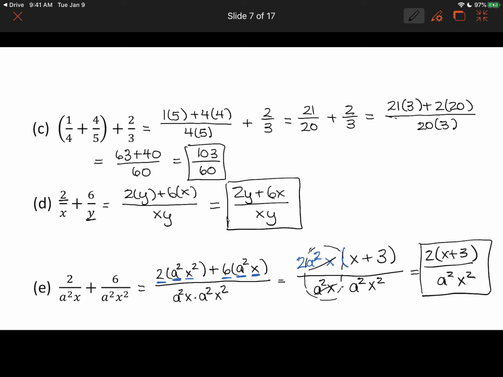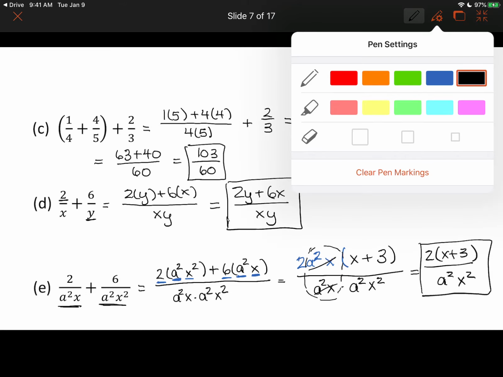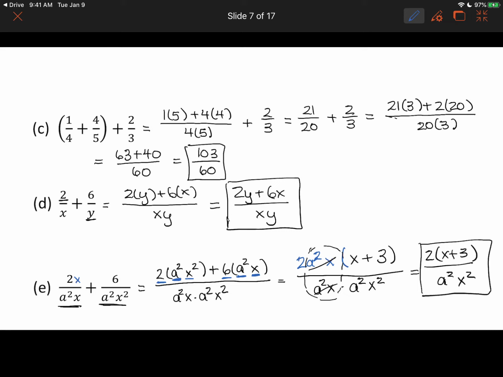Now almost every time that I have students try this one on their own, someone notices that you're pretty close to having a common denominator here. All you need to do is multiply this first fraction on top and bottom by an x. That becomes 2x over a squared x squared, and now they have a common denominator. And so when I add these, I get 2x plus 6 over a squared x squared.